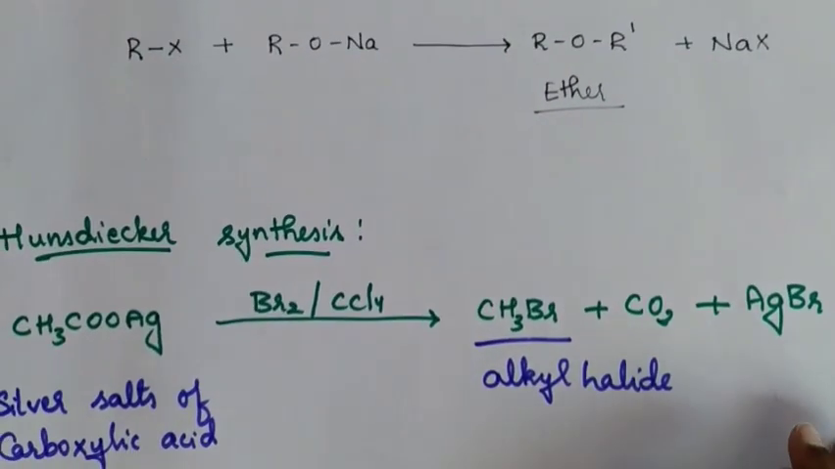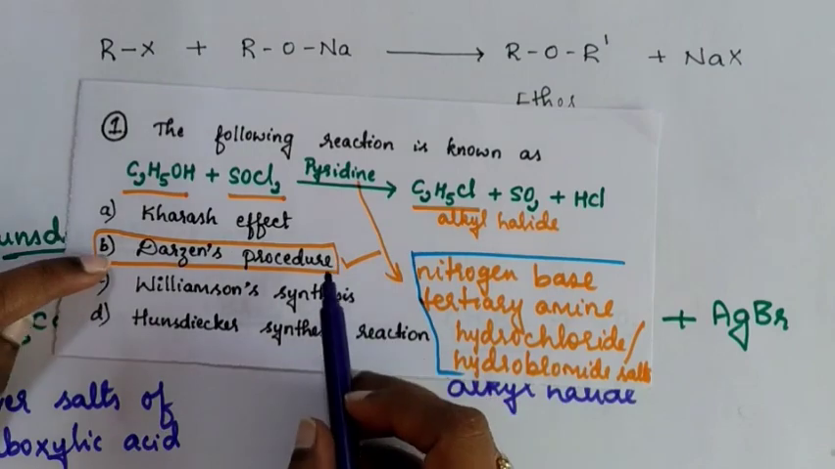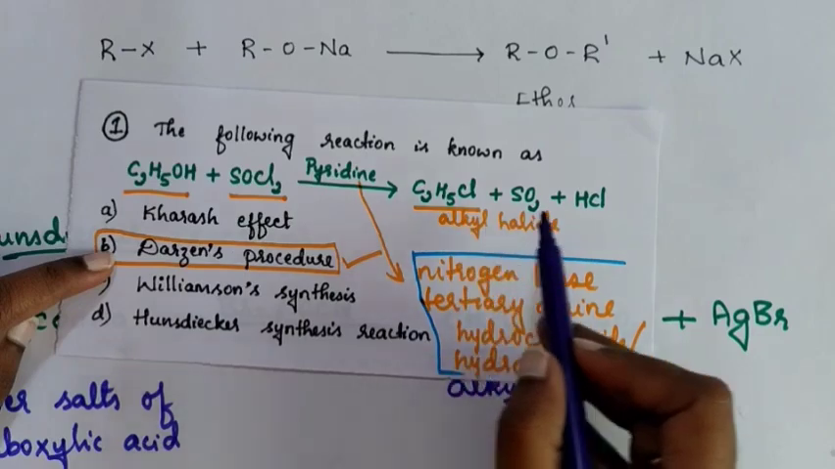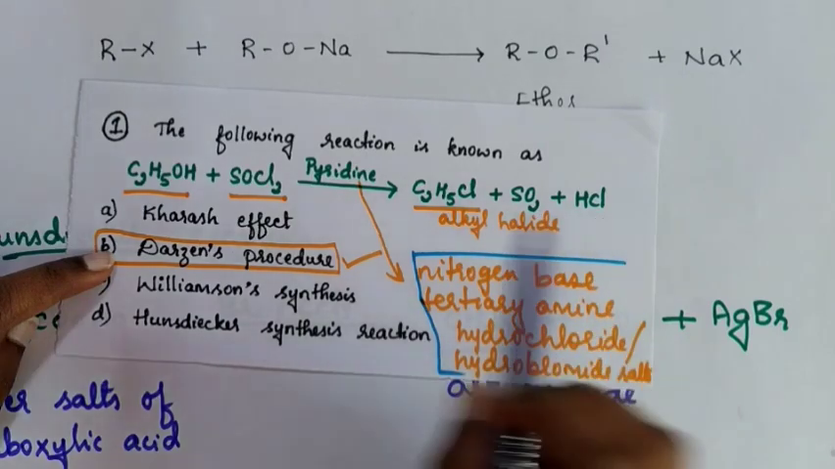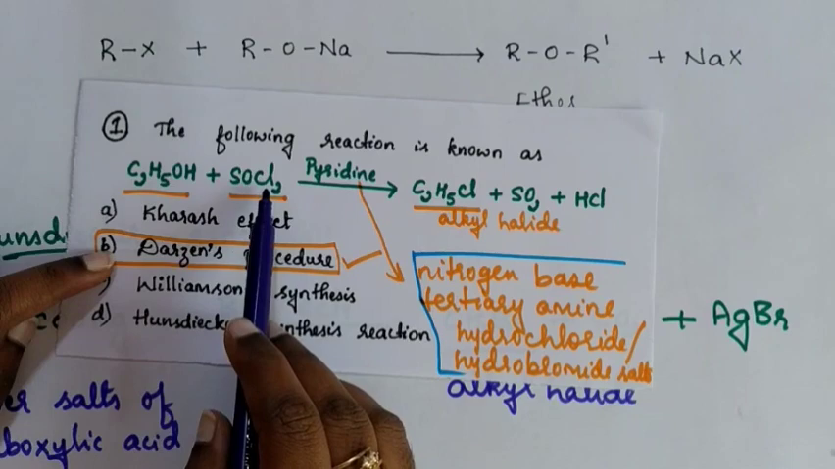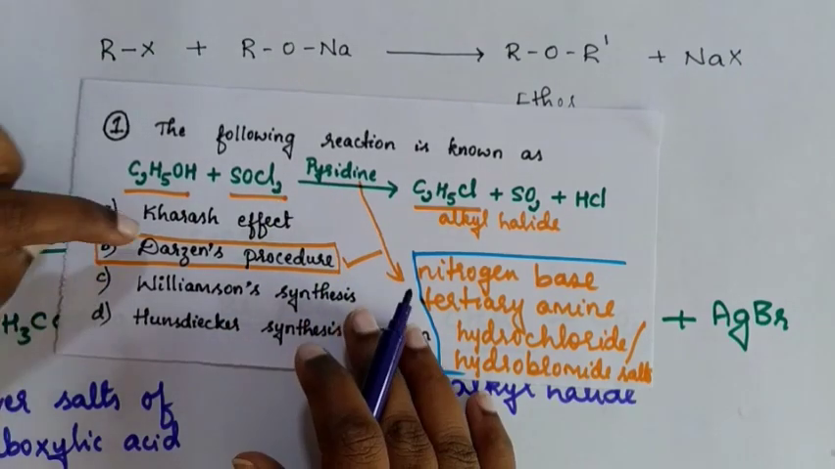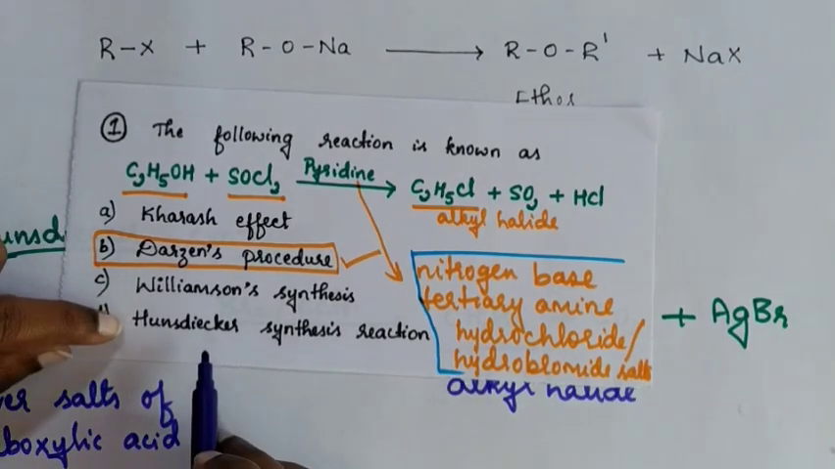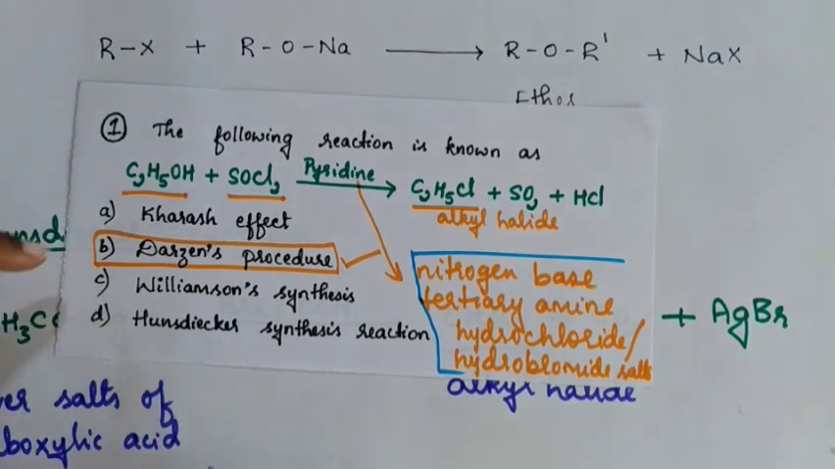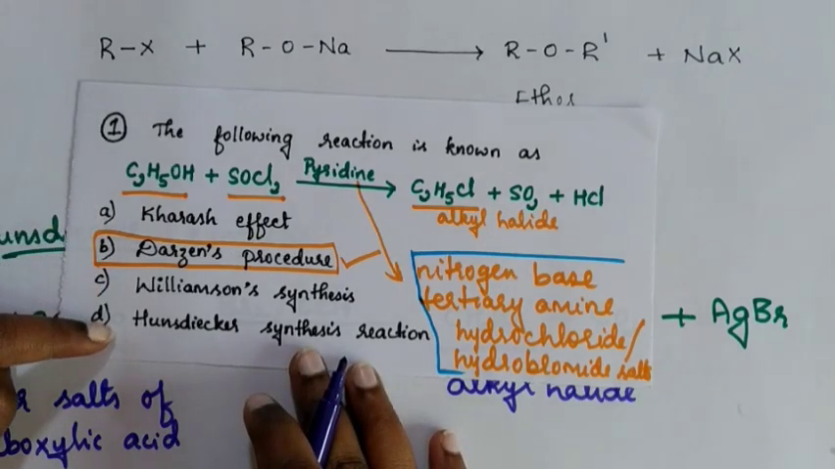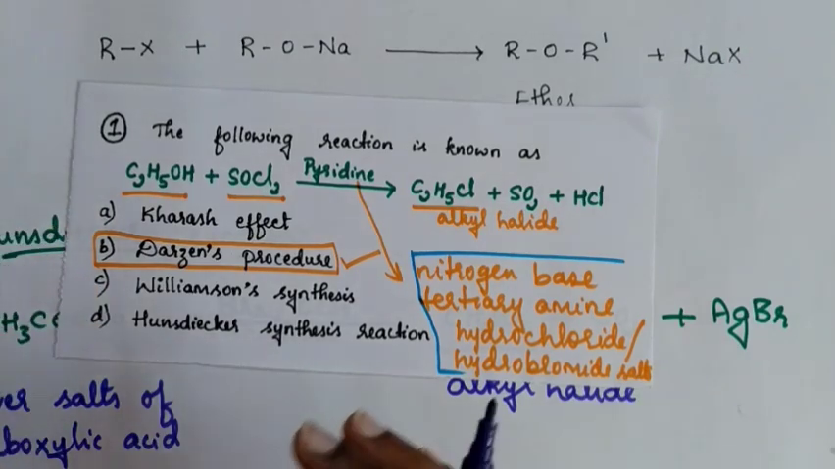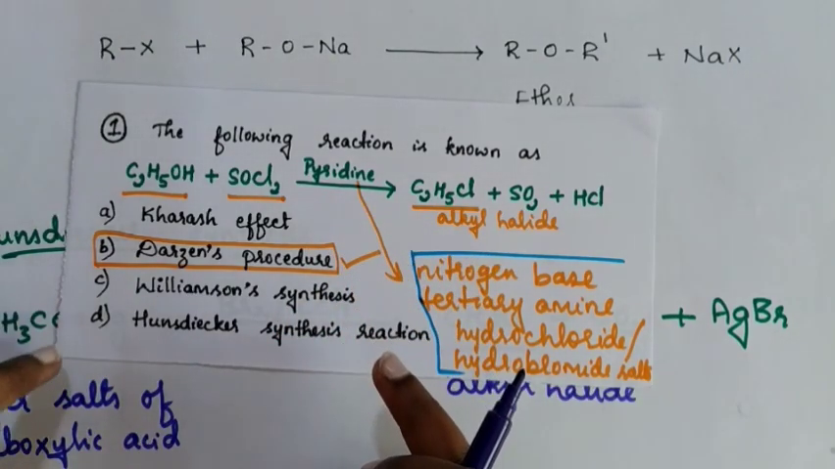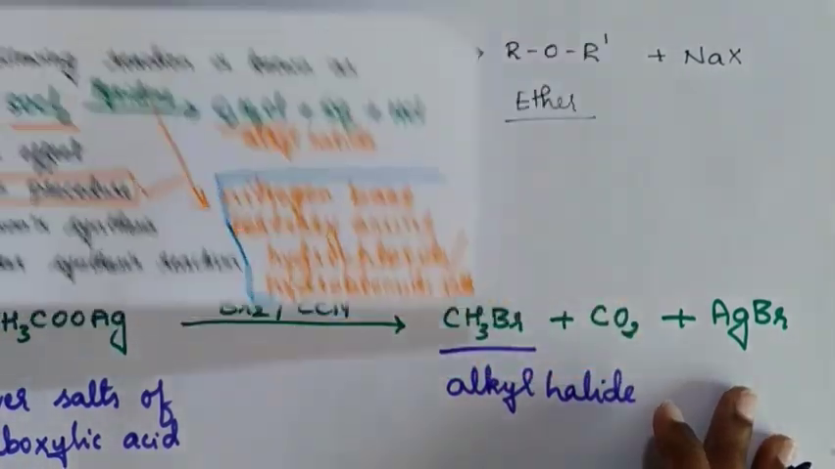So guys, from these four options, we came to know this reaction is Darzens procedure, because the product is alkyl halide with the liberation of SO2 and HCl from alcohol and thionyl chloride in the presence of pyridine. We also came to know what is Kharasch effect, Williamson synthesis and Hunsdiecker reaction. Why explain these remaining wrong options also? Because who knows, in the coming exams you may get questions based only on these remaining three options. So it is good to know the concepts.